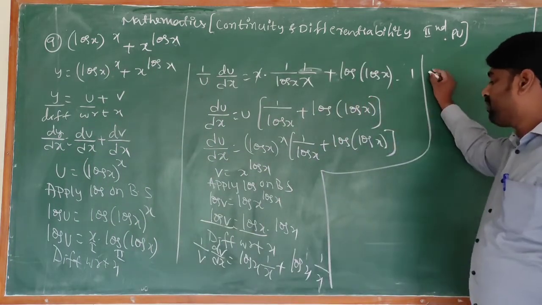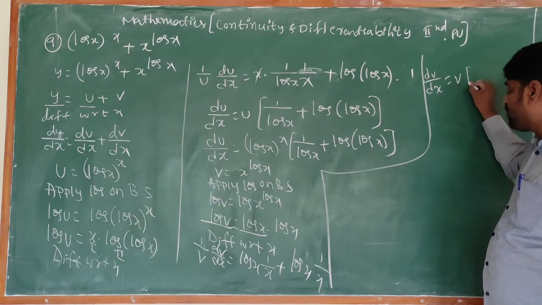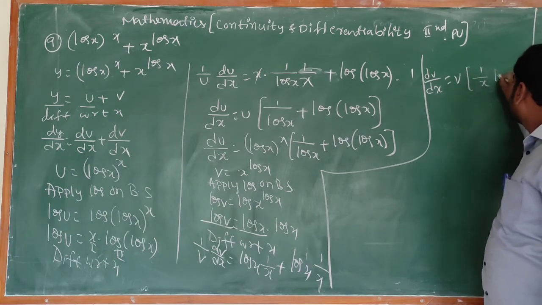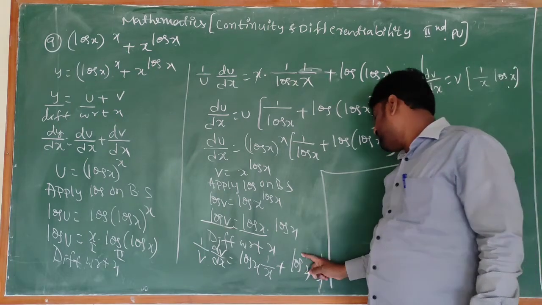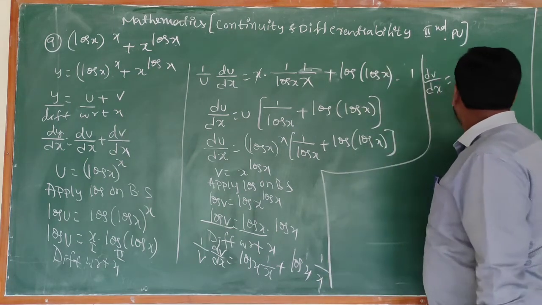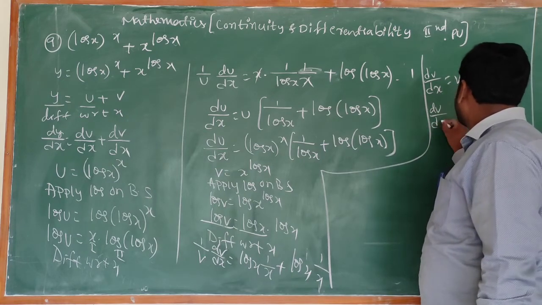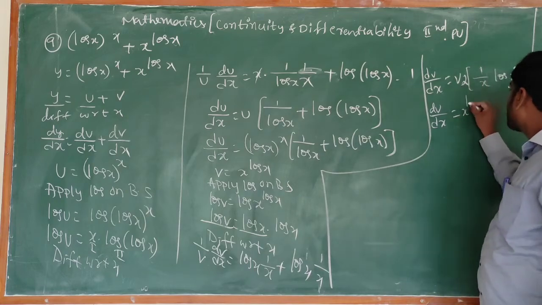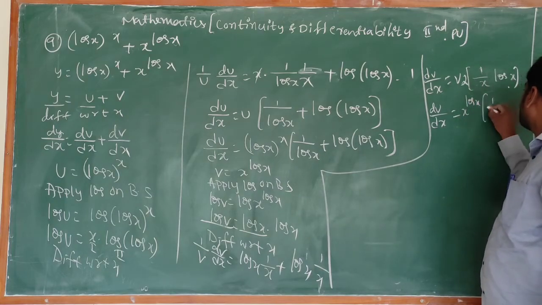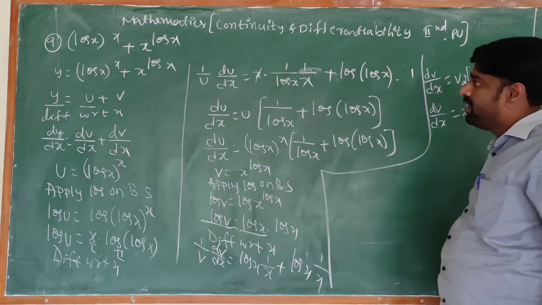So dv by dx is equal to v into 1 by x into log x plus 1 by x into log x, which is 2 into 1 by x log x. Now dv by dx is equal to, what is v? x to the power of log x into 1 by x log x. This is dv by dx.